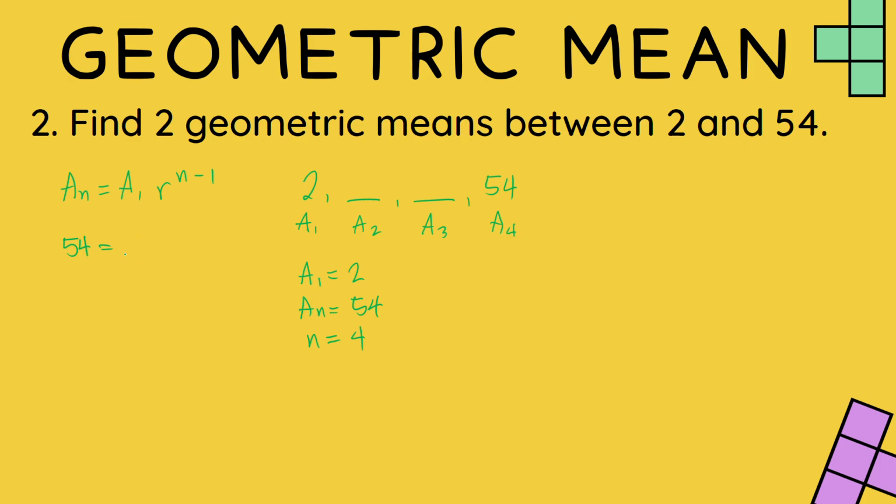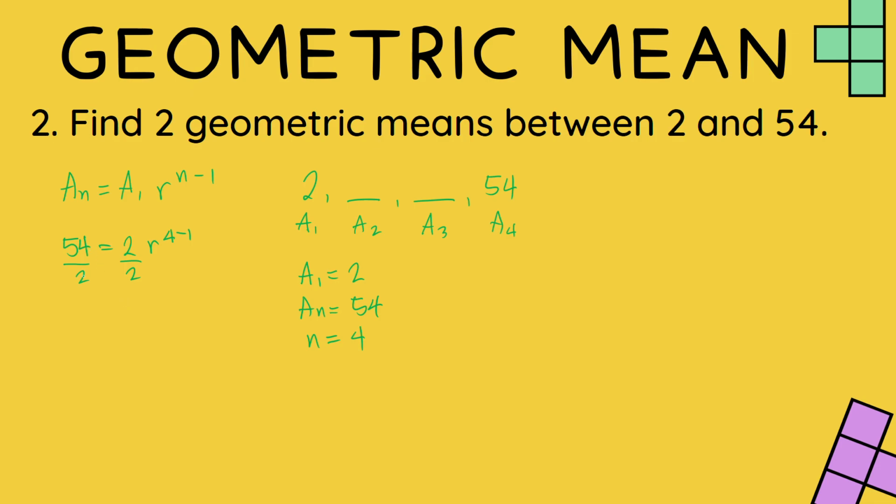A sub 1 is 2. We are looking for the common ratio, and n is 4, so 4 minus 1. Then, just like what we did earlier, remember we cannot use the shortcut here. Okay?